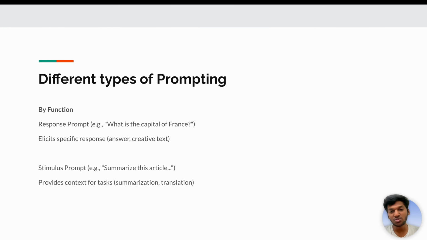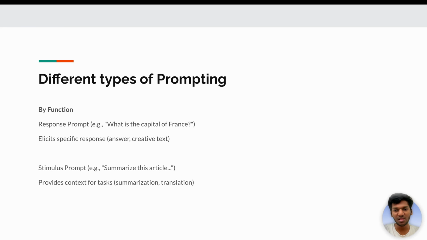These prompts aim to get a specific response from an LLM. This could be an answer to a question, a completion of a sentence, or a generation of creative text based on keywords. For example, what is the capital of France? Or we can also write, write a story where a dog... It would complete the story, starting from a dog and creating a story around the dog.